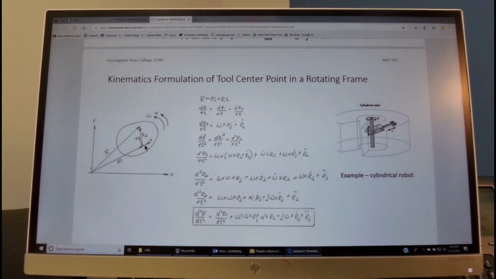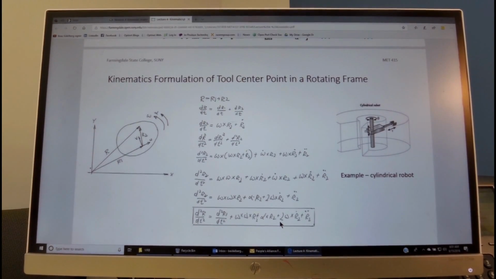omega cross r2, which is the centrifugal acceleration of this point with respect to this point, and it has a magnitude of omega times r2 dot, which is this vector, and has a direction into the center of rotation. And then it has a tangential acceleration alpha cross r2, where alpha is the angular acceleration of this moving element of the robot, and this is the tangential acceleration. So if alpha is in this direction, tangential acceleration will be in this direction.